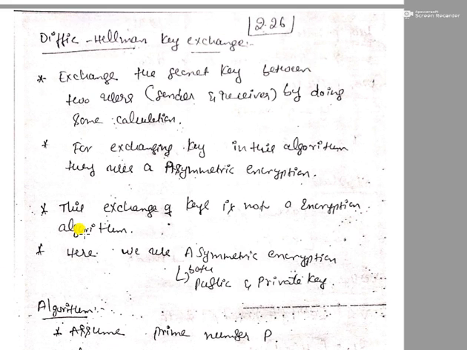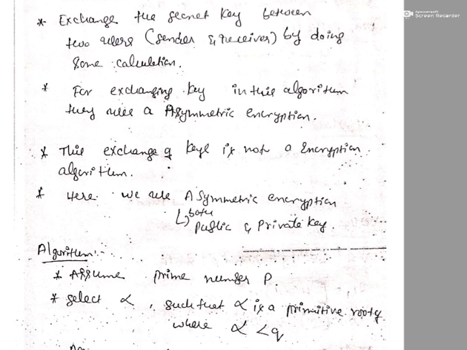Okay, so this one is in your notes. I already told you that you exchange the secret key between the two users, sender and receiver, by doing some calculation. For exchanging keys in this algorithm we are using asymmetric encryption. I already told you this key exchange is not an encryption algorithm. So here we use asymmetric encryption, both private key and public key are generated. Okay, so next, how to generate the key.